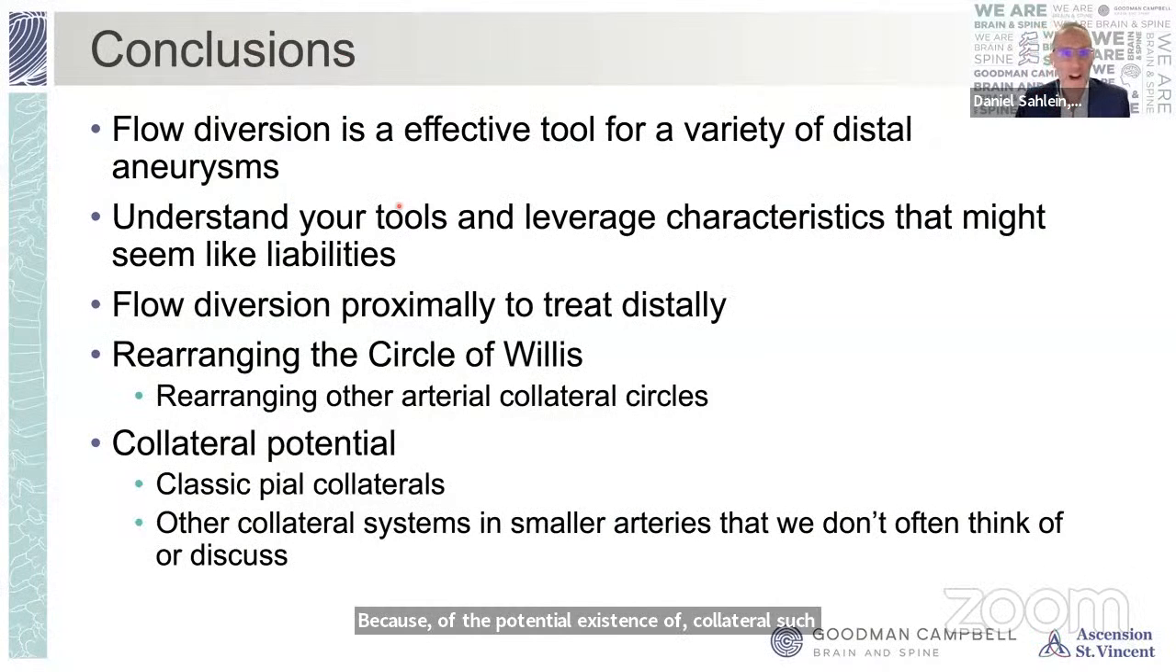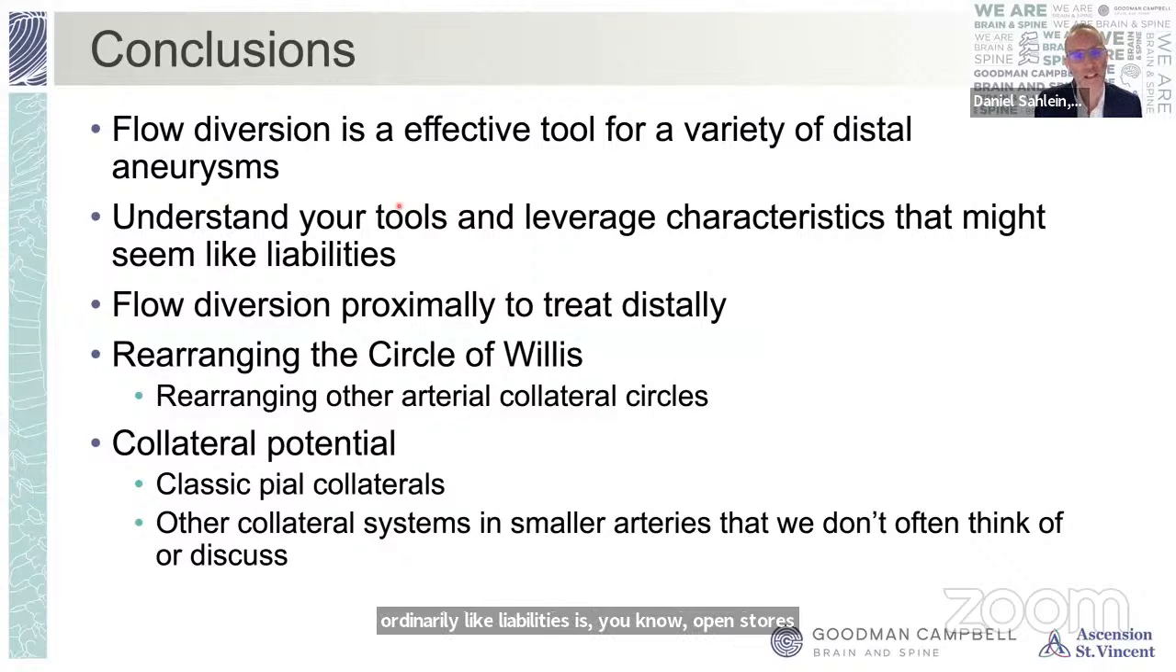So I'll wind down there. I hope that this opened some doors. I hope that this made you think about certain types of challenging lesions in a new way. I think that flow diversion is an effective tool for a variety of distal aneurysms as well as proximal smaller vessel atypical aneurysms. I think understanding your tools and leveraging their characteristics, even characteristics that might seem ordinarily like liabilities, opens doors in the way that you think about approaches to disease.